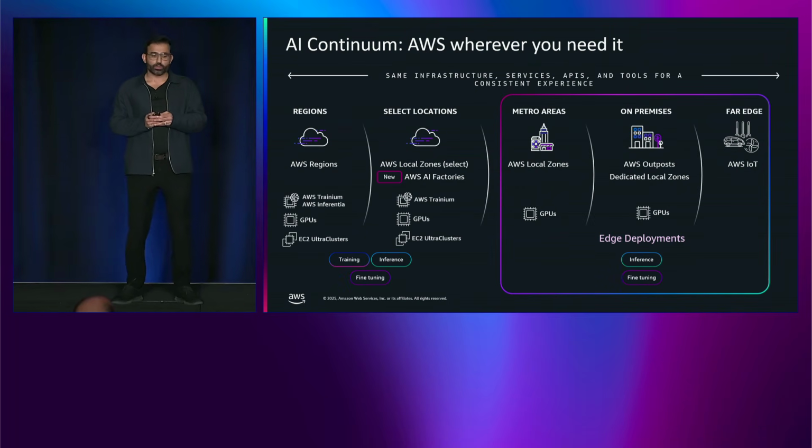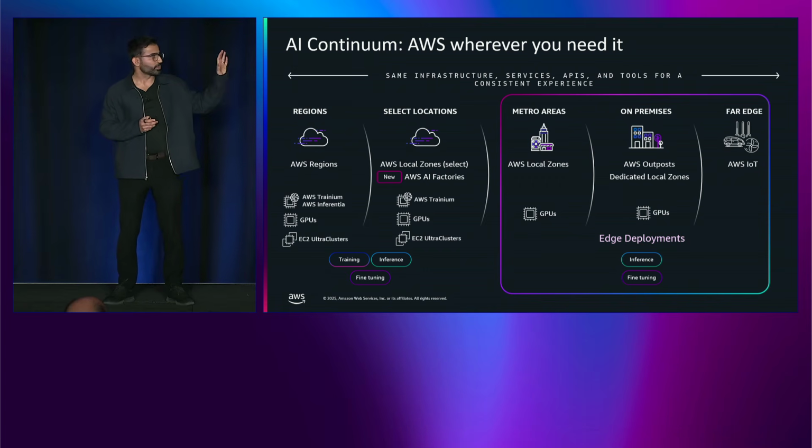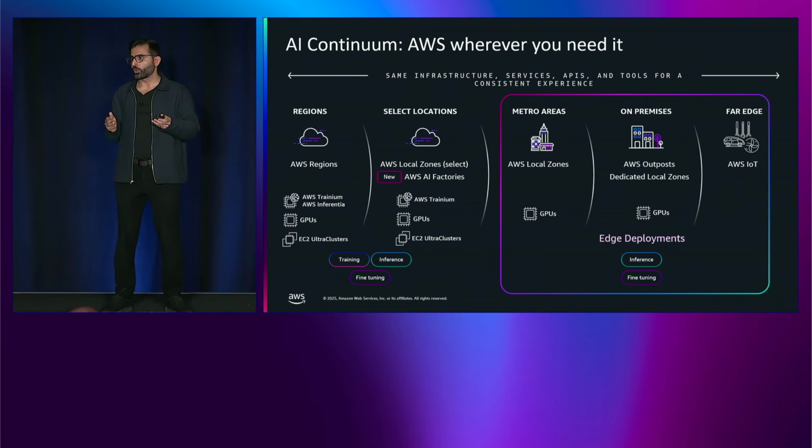So before we dive deeper into use cases, I wanted to walk you through the AI continuum and various AWS offerings that exist in this space. When people think about deploying their AI workloads, they tend to think about two options. It's either regions or it's on-premises. The reality is it's a much more nuanced conversation. In fact, we're seeing a lot of enterprises asking for a consistent experience when it comes to on-premises, regions, and even edge deployments.